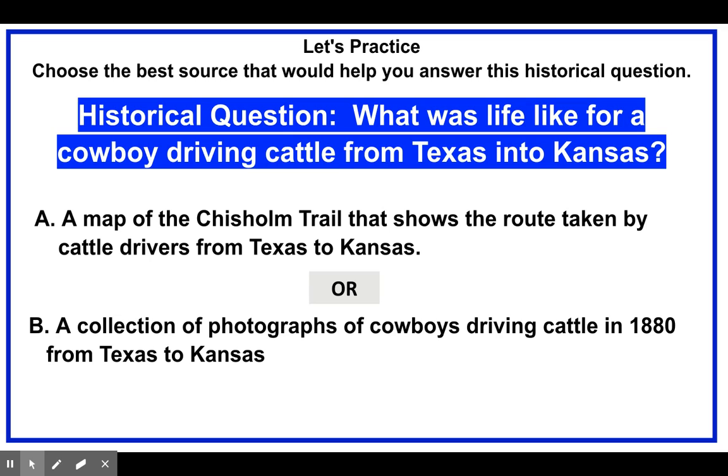Photographs tell you the real story. So I think if we were going to study what life is like for cowboys driving cattle, photographs would be a way better choice for a source than a map of the Chisholm Trail.